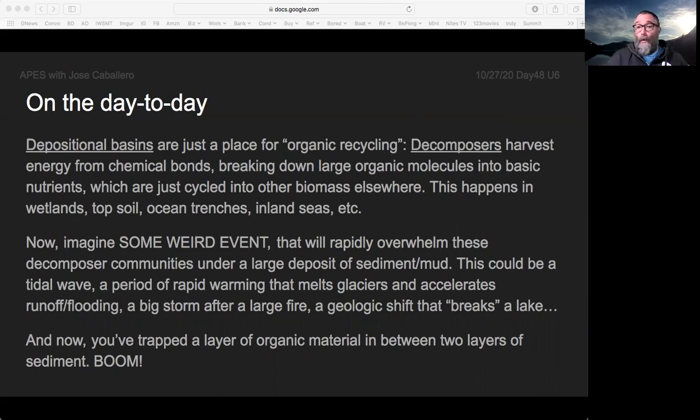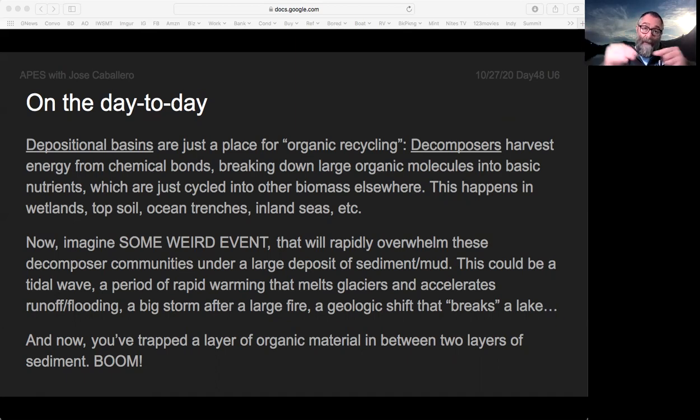It's not the core of our lesson today. This happens in wetlands. It happens on the very surface of the organic material, the A horizon, and topsoil. It happens out of the bottom of the ocean in those trenches where stuff deposits and there's decomposers that break up organic material. It happens in inland seas. And normally, there's really not a lot of organic material left because the decomposers are there to eat the organic material.